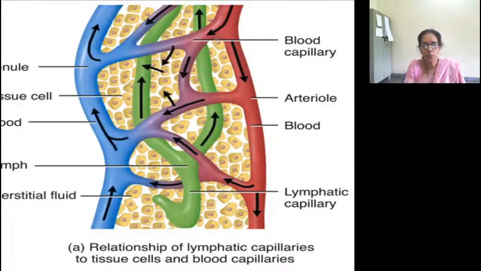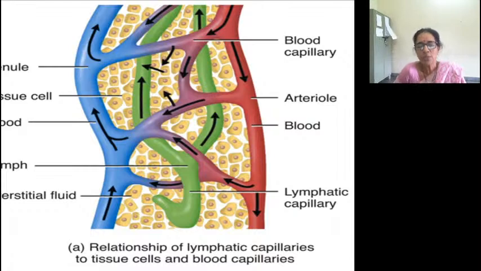As you all know, this is a capillary bed. Capillaries are your exchange vessels where gases and nutrition are exchanged. This is the arteriolar end of the capillaries. This is the venous end of the capillaries. The arteriolar end will have filtration, so it filters the fluid, and the venous end of the capillaries will pick up that fluid.